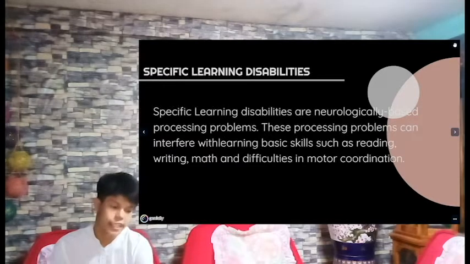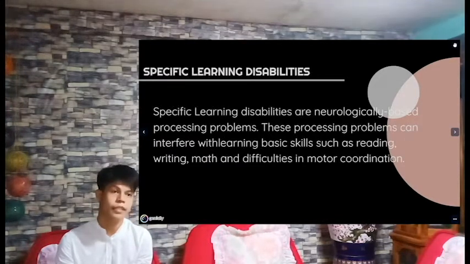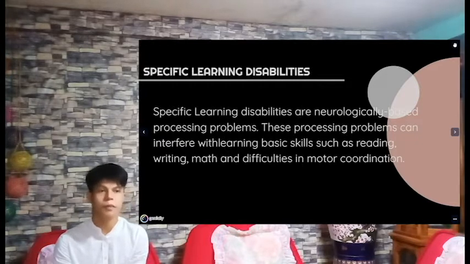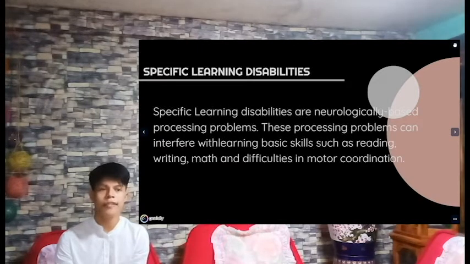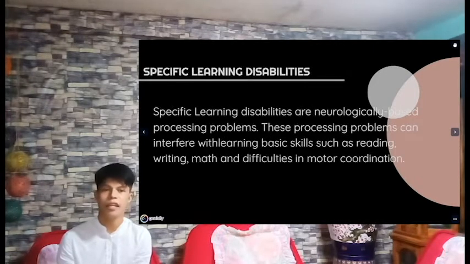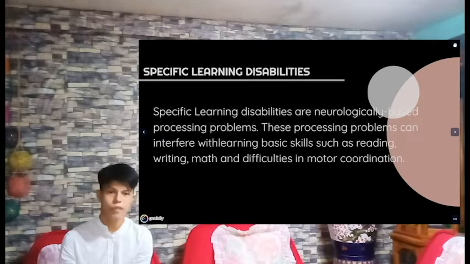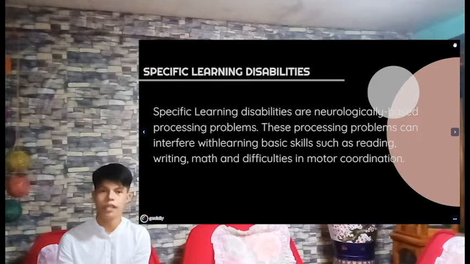So specific learning disabilities are neurologically based processing problems. These processing problems can interfere with learning basic skills such as reading, writing, math, and difficulties in motor coordination. They can also interfere with higher level skills such as organization, time planning, abstract reasoning, long or short term memory and attention. And it is important to realize that learning disabilities can affect an individual's life beyond academics and have an impact on relationship with family, friends, and in the workplace.